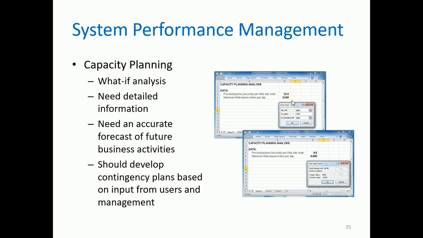So it needs detailed information. You cannot do capacity planning if you don't know, of course, the capacity of your information system, of what the information system can and cannot do. It also needs an accurate forecast of future business activities, and capacity planning should develop a contingency plan based on input from users and management.